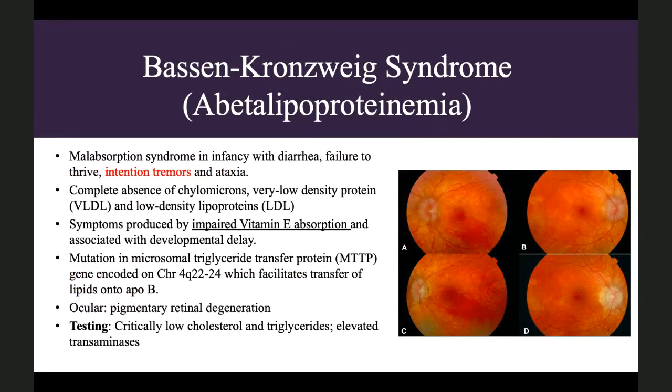Moving to Abetalipoproteinemia or Bassen-Kornzweig syndrome, this is a malabsorption syndrome in infancy that presents with diarrhea, failure to thrive, intention tremors, and ataxia. Here we see a complete absence of chylomicrons, VLDL and LDL, and symptoms are mostly occurring from an impaired vitamin E absorption and associated with developmental delay. Here in the picture, we see pigmentary retinal degeneration that commonly occurs, and on testing, we find critically low cholesterol and triglycerides.